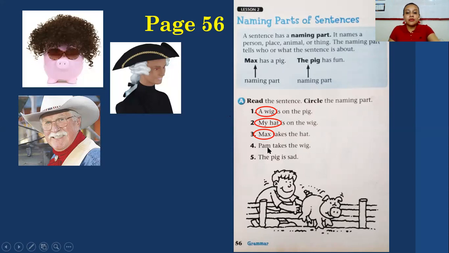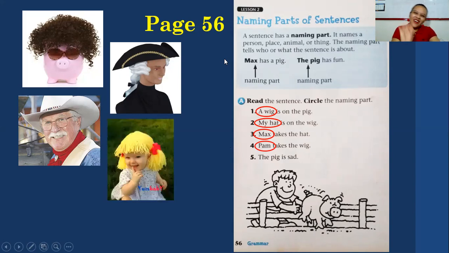Number 4, Pam takes the wig. Now, who is the subject here? Yes, it's Pam. So Pam is the naming part because Pam is telling us who. Look, Pam. Oh, so beautiful. She's wearing a wig. So Pam takes the wig and now she's wearing it.